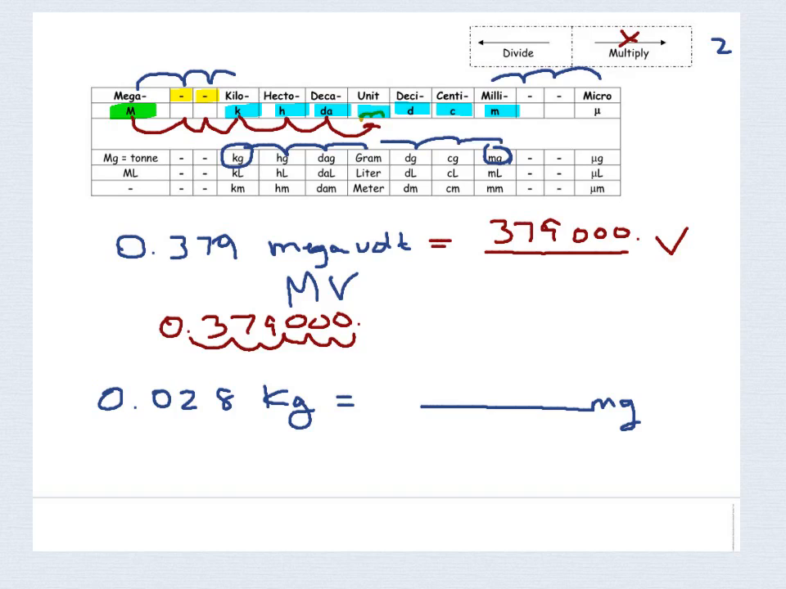Just so happens to be another question where you're multiplying by 1,000,000. 1, 2, 3 is 1,000, and then 3 more zeros. The next 1,000 you get 28,000 milligrams is the conversion after you multiply.